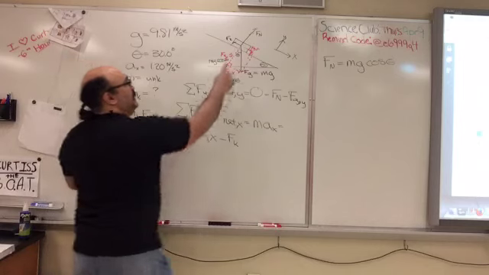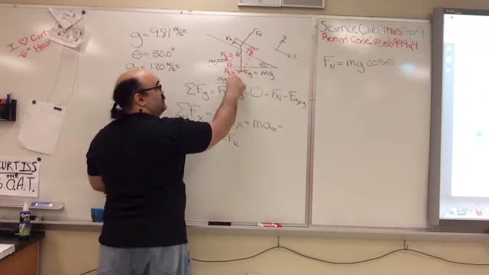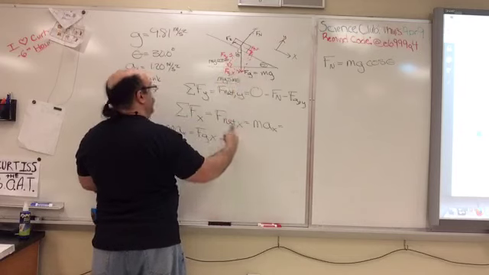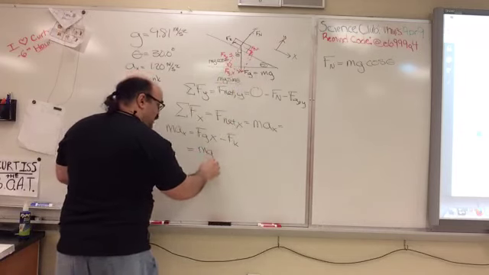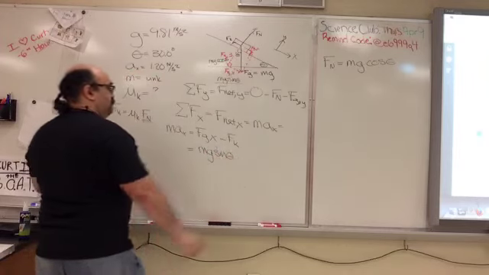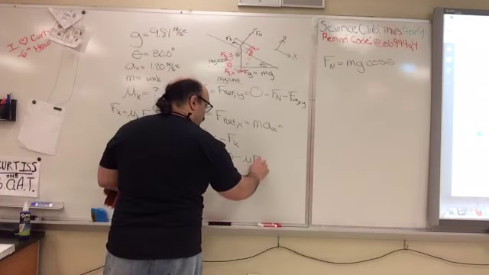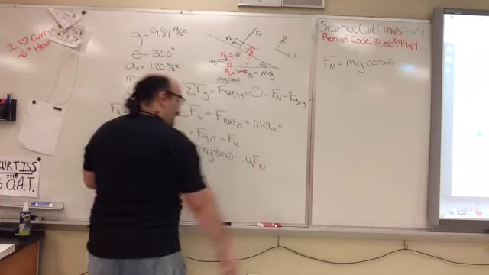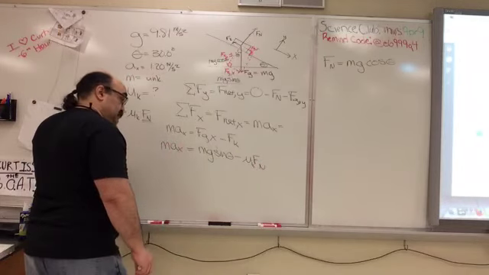How do we know that? There's my angle. This vector is mg. This is the opposite side. It must be mg sine of theta. So this must equal mg sine of theta minus mu sub k F sub n. That equals m a_x.